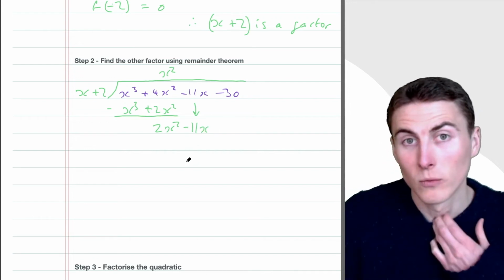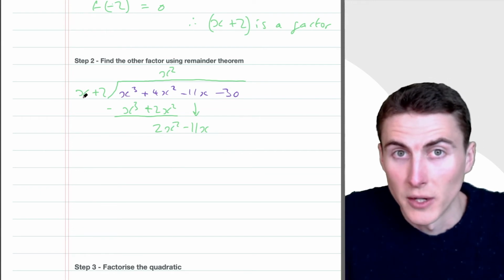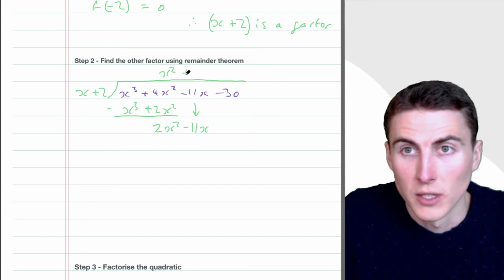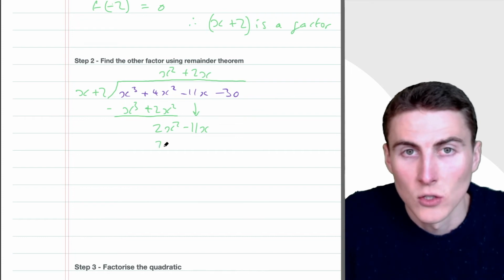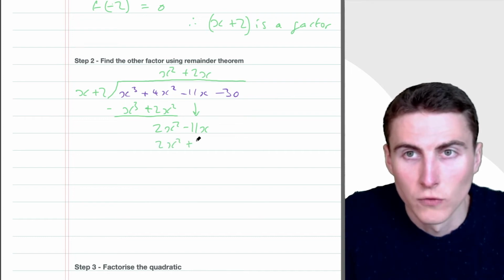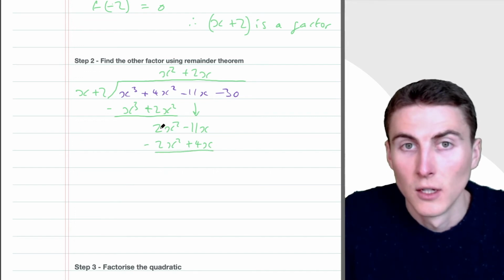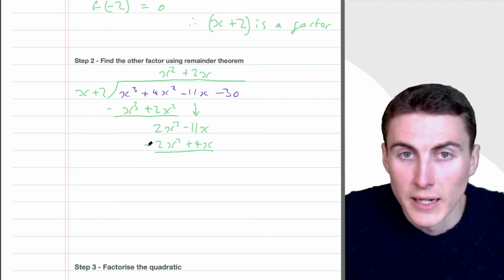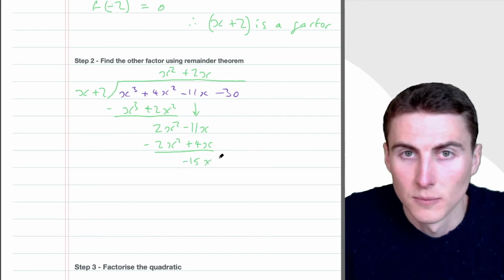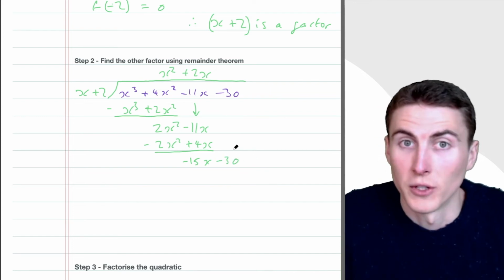All right, so now we basically just rinse and repeat. So I do the 2x squared this time, divided by the x, which just gives me 2x. And I multiply the 2x by this, so I get 2x squared plus 4x. And again, draw a line under here and subtract. 2x squared minus 2x squared is nothing. Minus 11x, take away 4x, will give me minus 15x. And then I bring down the minus 30. And again, repeat the whole thing over.